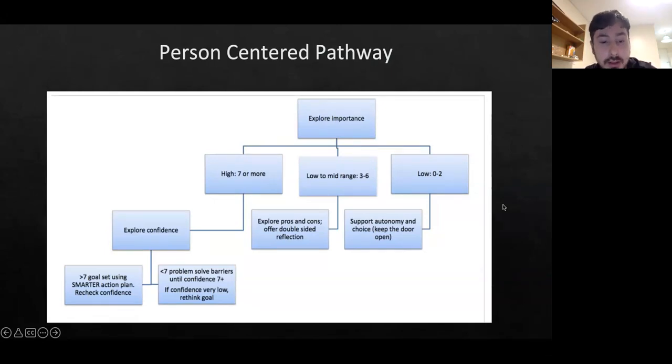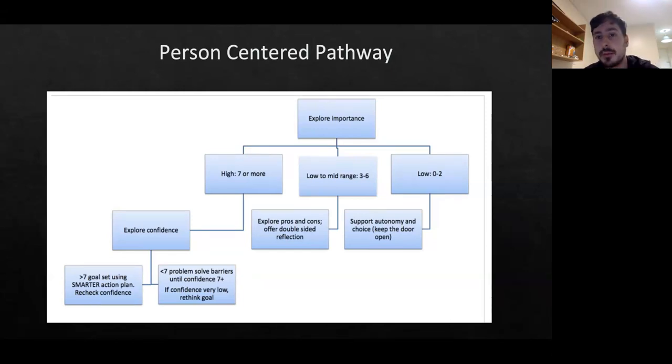You can tell them some of the pros of the way they're doing it, some of the cons, and try and allow the patient to form their own choice. But if the patient recognizes that it's very important, if they say a score of 7 or more, you can move on to the next section, which is how confident are they in controlling their diabetes. So this again is scaled out of 10. If it's more than 7, you can use this acronym SMARTER to set up an action plan.